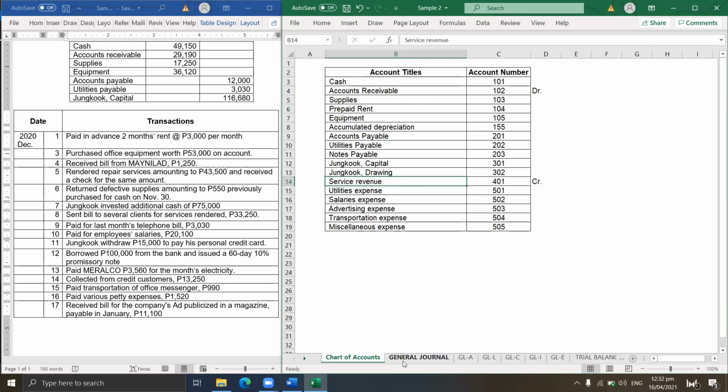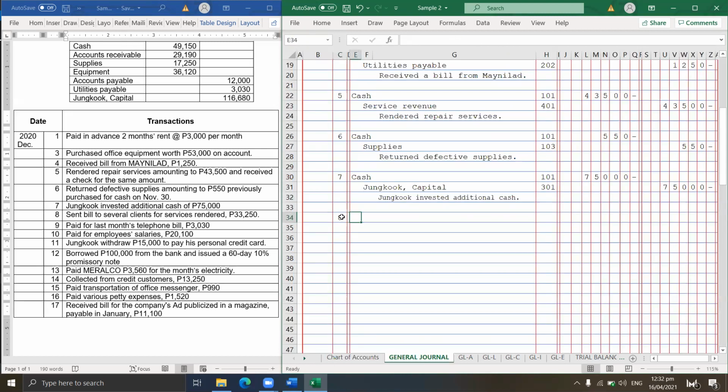So let's journalize. Okay, so on December 8th, so we debit accounts receivable. Again, billings pa lang kasi yon, hindi pa nakokolekta, kaya accounts receivable worth 33,250. Okay, then we credit service revenue since we have provided services. So service revenue worth 33,250. Okay? Then short description, billed several clients. Okay? So after that, we need to post.